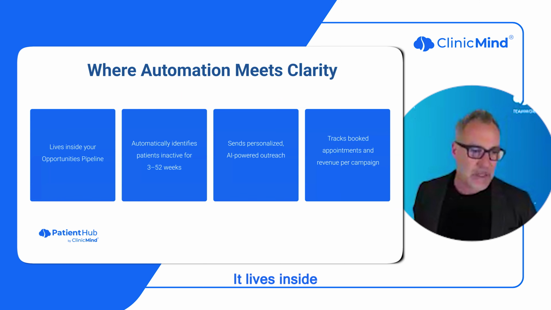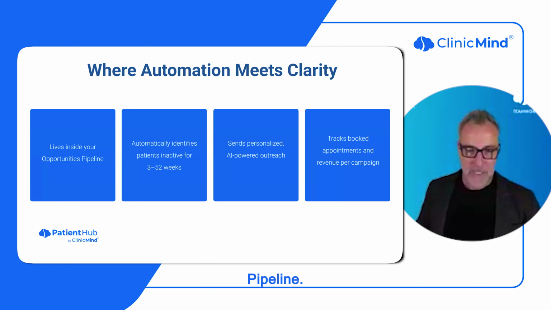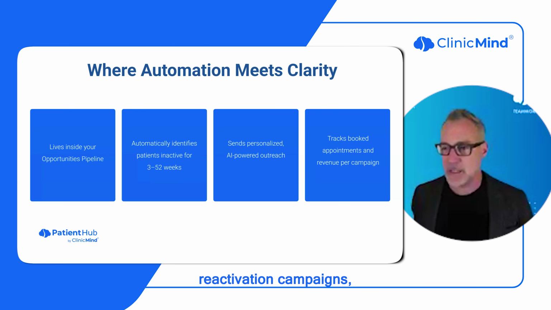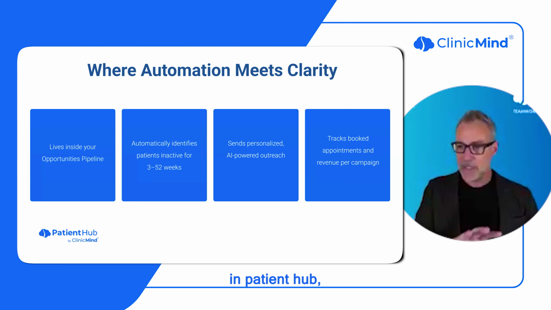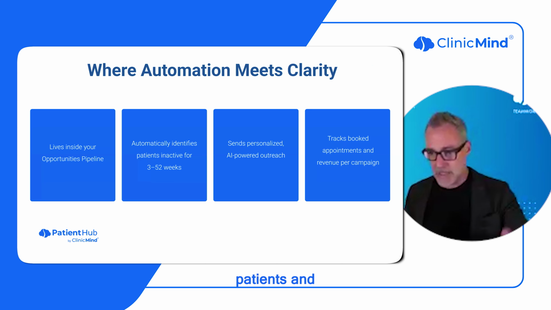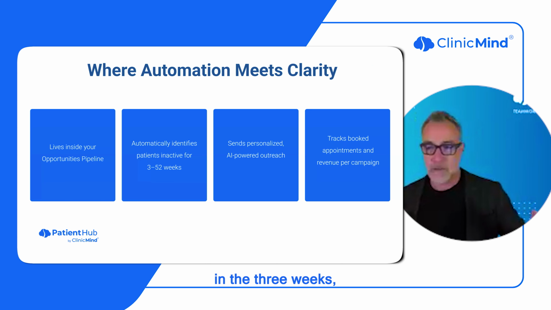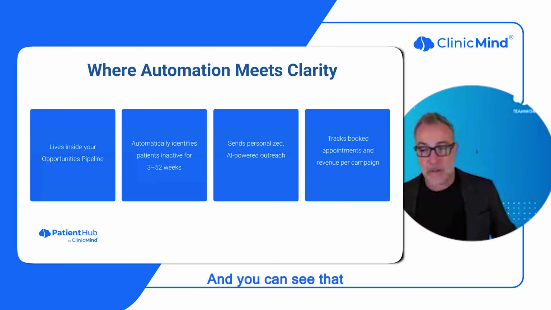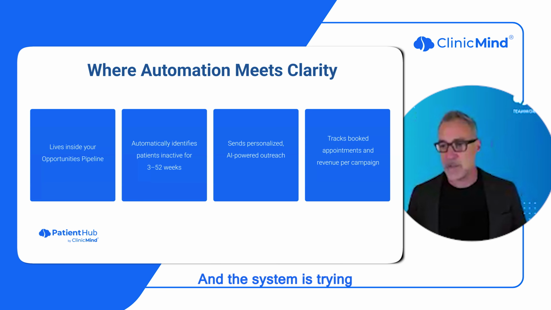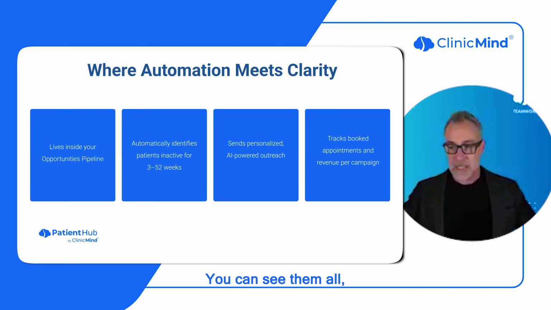Where automation meets clarity, it lives inside your opportunities pipeline, meaning that when you're in PatientHub, reactivation campaigns live in PatientHub. Your pipeline in PatientHub, you can see it. So imagine you can see now a dashboard of patients and how many patients are in each bucket, the 3 weeks, the 6 weeks, the 6 months, the 1 year, right? And you can see that they're actively in each campaign. That's automated, so you can just rest assured that those patients are being followed up with and the system is trying to reactivate them. You can see them all, and you can also see how many are actually being reactivated.